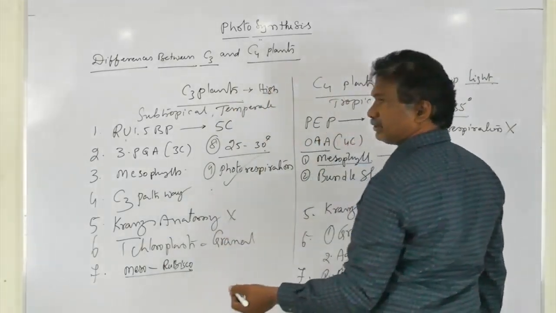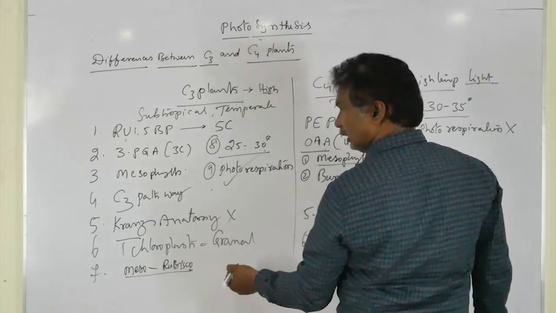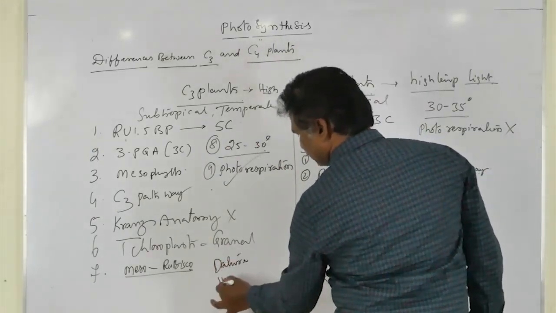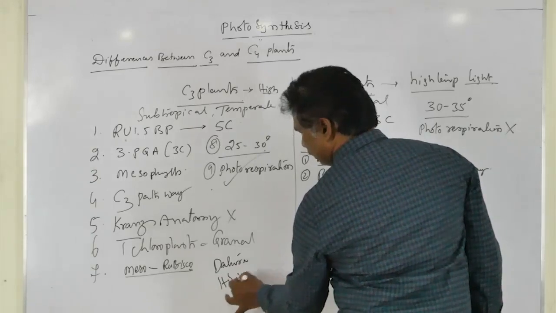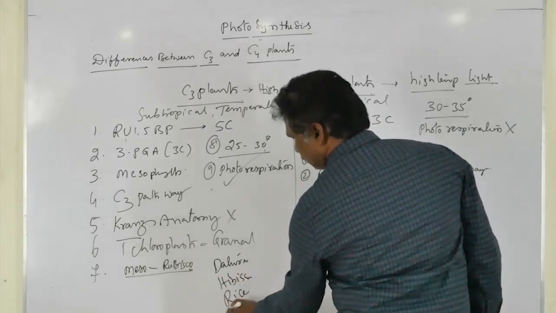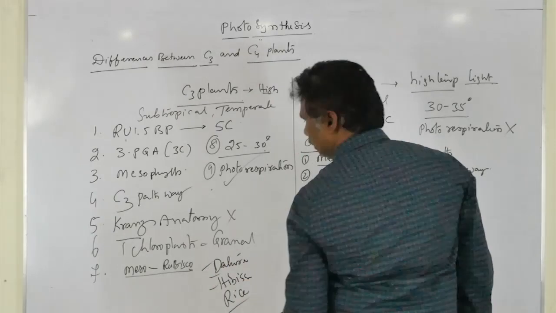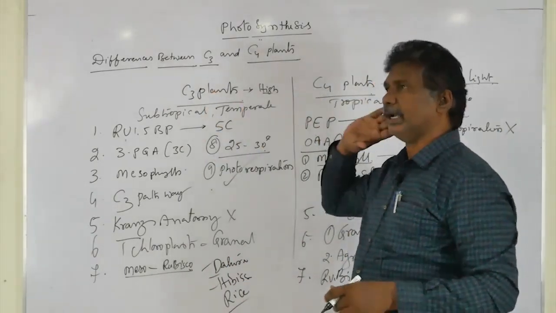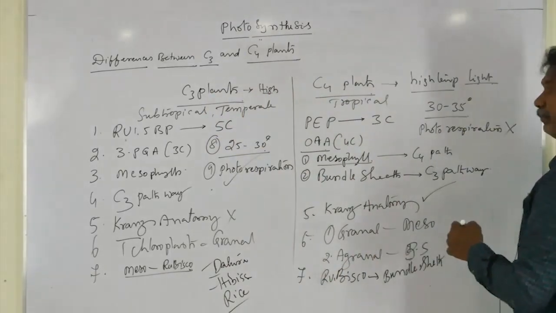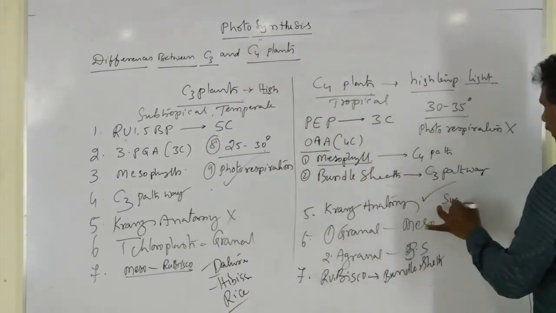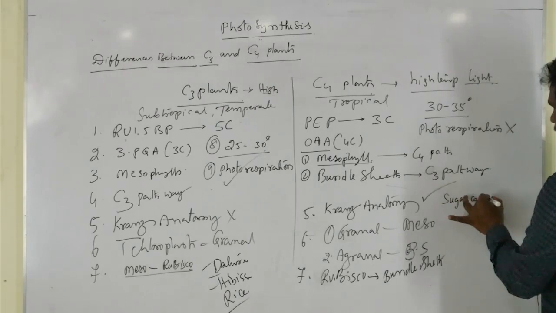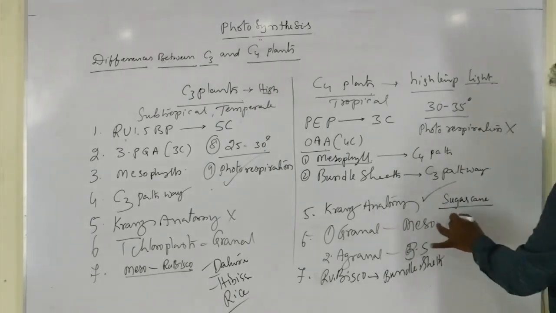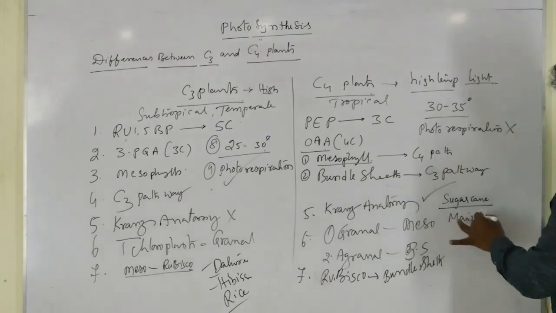Examples: most dicot plants are C3 plants, such as Datura, hibiscus and rice. All are C3 plants. When we observe C4 plants, examples are sugarcane, maize and wheat.